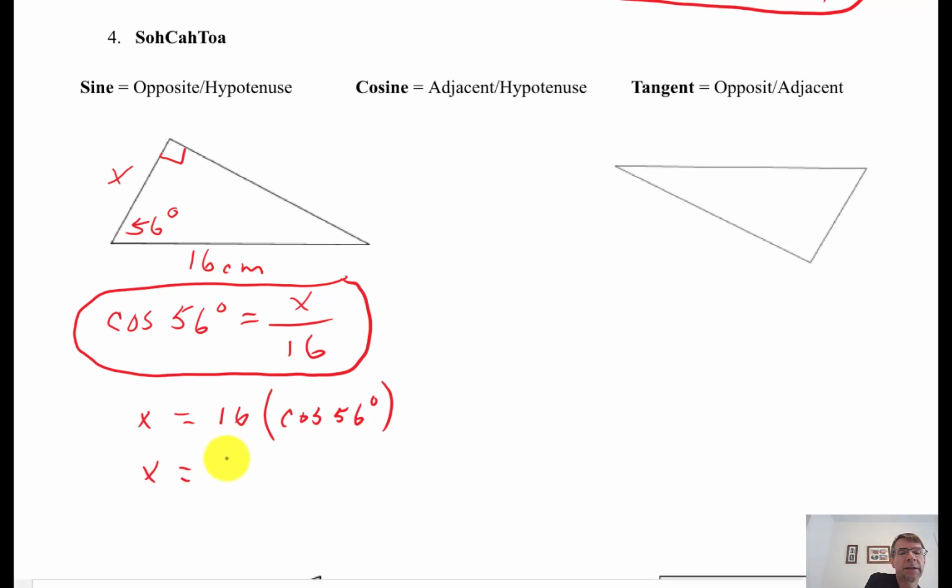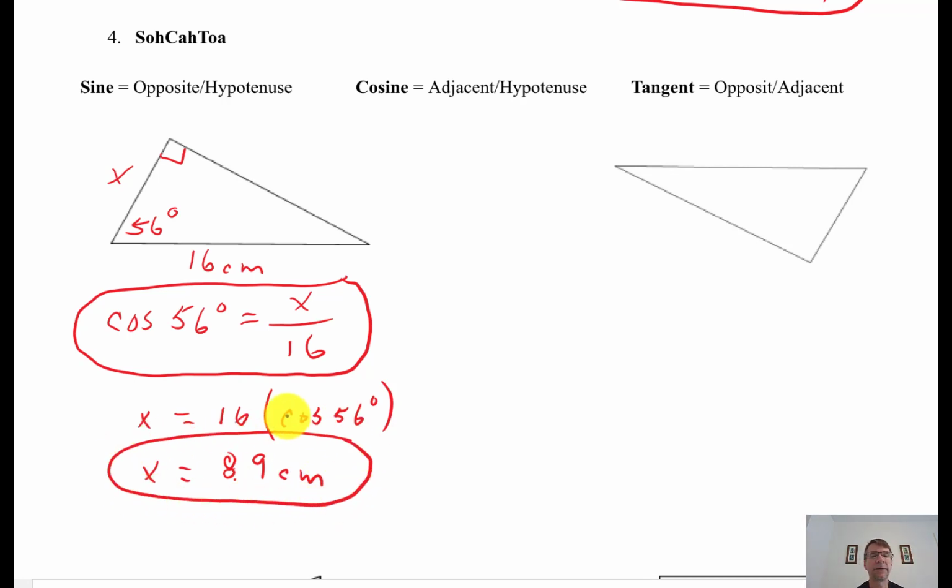When you do that and round off to 2 sig figs, you get 8.9 centimeters. If you need help with that, we'll have to do a review session in office hours if you've forgotten how to use your calculator. Punch in cosine of 56, and you get some decimal, like 0.6 something or 0.5 something. It'll give you 7 sig figs, but we want 2 sig figs because the numbers we were given in the problem are 2 sig figs.